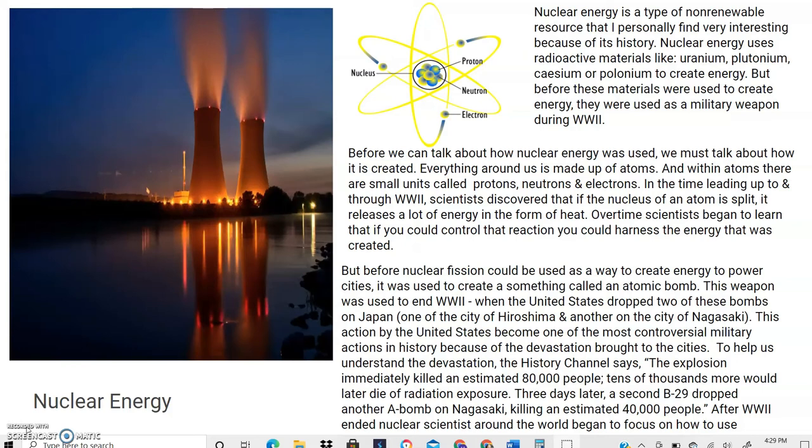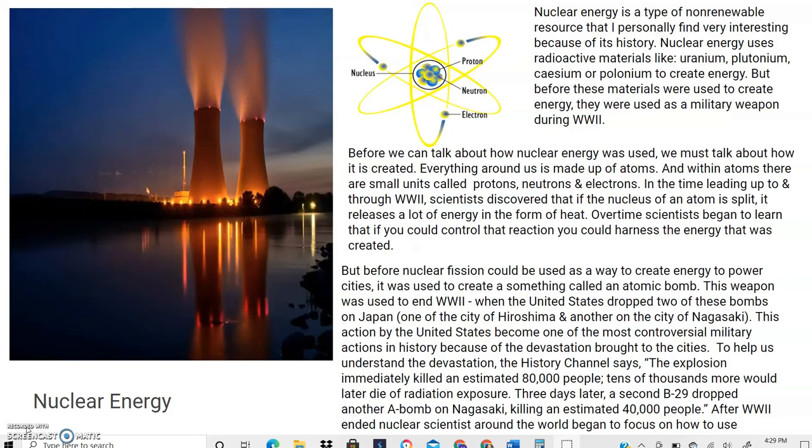This action by the United States would go on to become one of the most controversial military actions in history because of the devastation brought to the cities. To help us understand that devastation, we want to take a look at what History Channel says. History Channel says the explosion immediately killed an estimated 80,000 people. Tens of thousands more would later die of radiation exposure. 3 days later, a second B-29, which is a plane, dropped another A-bomb, or atomic bomb, on Nagasaki, killing an estimated 40,000 people.